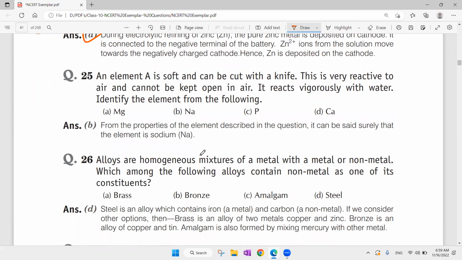25. An element A is soft and can be cut with a knife. Just by observing itself, we can tell it is sodium, which is very reactive to air and cannot be kept open in air. It vigorously reacts with water.